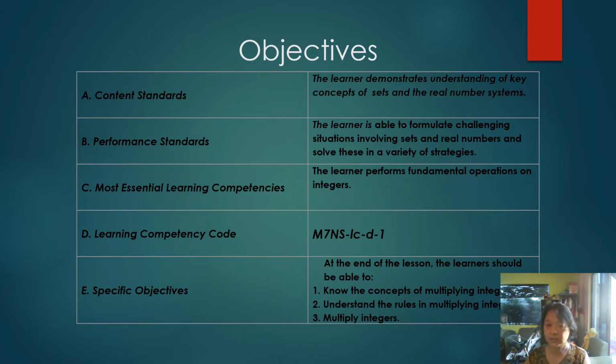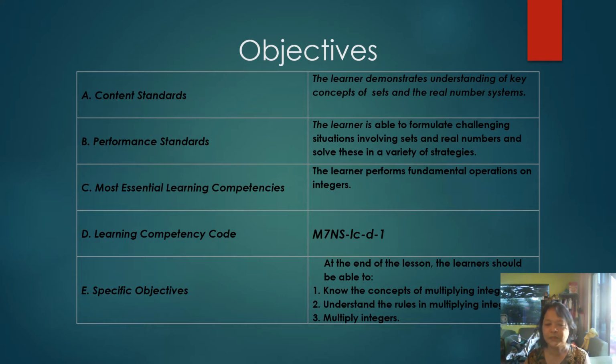So in letter C, we have the most essential learning competencies. The learner performs fundamental operations on integers. And letter D, the learning competency code, we have here N7NS LC D 1. And then we have letter E, our specific objectives.